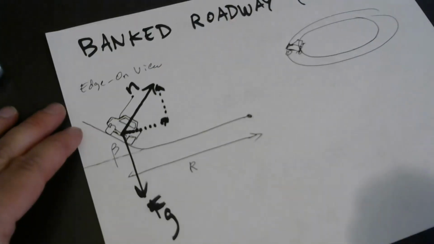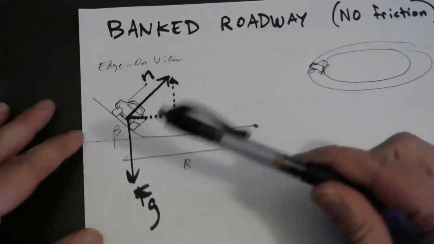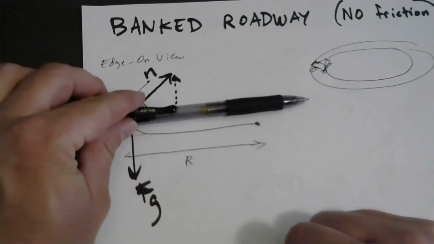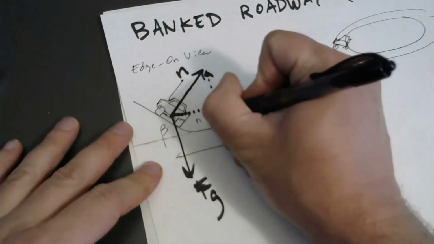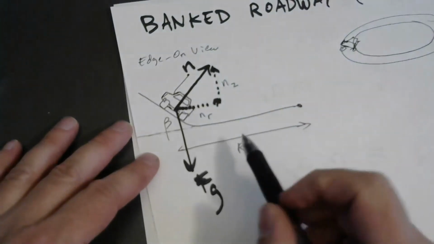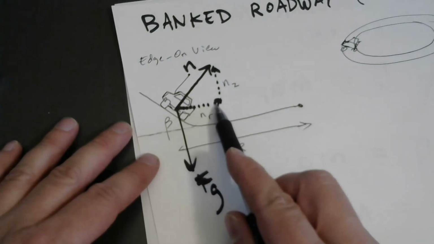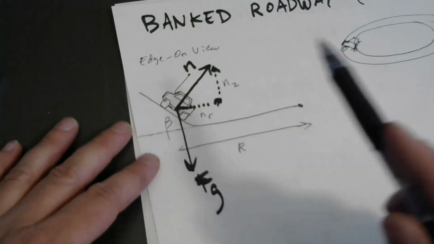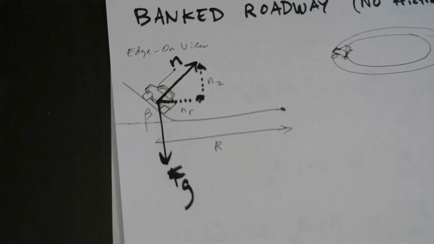In an earlier part of the semester, we might have called this N sub x and N sub y. But what would be a better name now for this axis? This is towards the center of the circle. That's the r-axis. So this is actually the radial component of the normal force, and this is the z component. So we really do have a force that points towards the center of the circle. And that may be enough to keep this car accelerating in a circle. There's got to be a force from somewhere that points towards the center. In this case, it comes from the normal force.